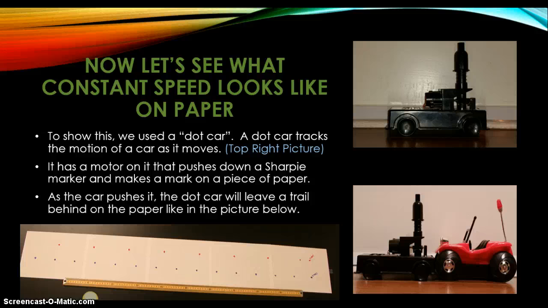Now let's see what constant speed looks like on paper. To show this, we used a dot car, that is pictured in the top right picture. A dot car tracks the motion of a car as it moves. It has a motor on it that pushes down at fixed intervals a Sharpie marker, which makes a mark on a piece of paper. As the car pushes it, the dot car will leave a trail behind on the paper, like in the picture below.